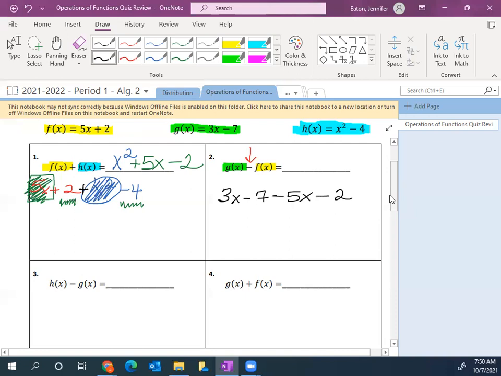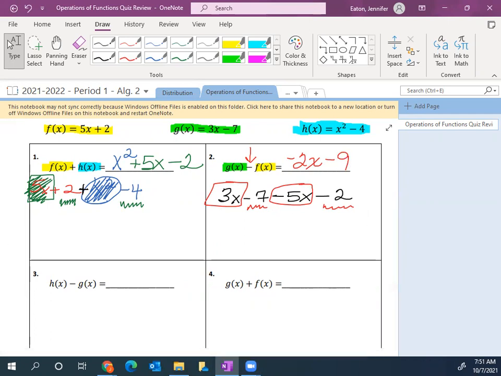So now go ahead and take a minute and combine your like terms. We have our like terms of 3x and negative 5x. Together they create negative 2x, because 3 plus negative 5 is negative 2. And then we have negative 7 and negative 2. Negative 7 plus negative 2 is negative 9. Perfect. Go ahead and make sure you get that down.